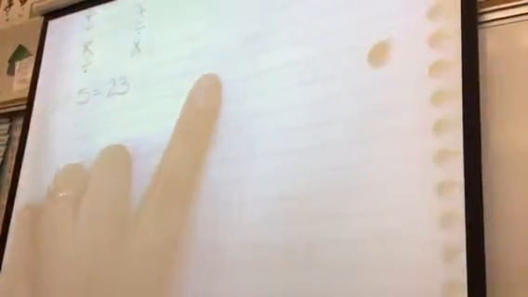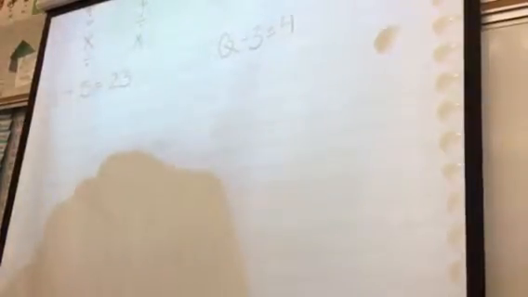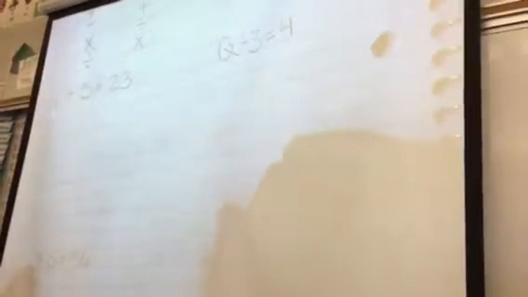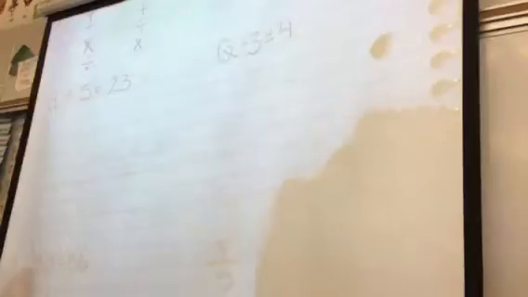My first one is going to be D plus 5 equals 23. My second one is going to be Q minus 3 equals 4. My next one is going to be 8P equals 56. And then my last one is X over 5 equals 6. Okay. So we're going to be solving these today.